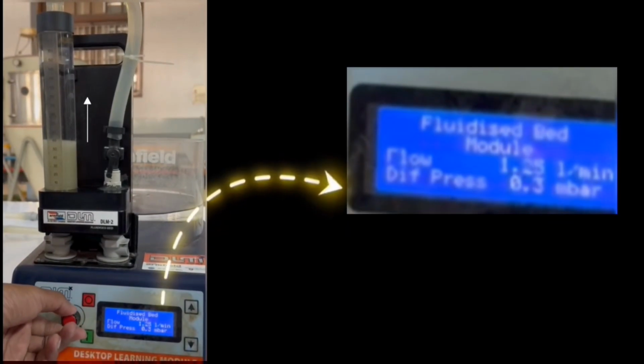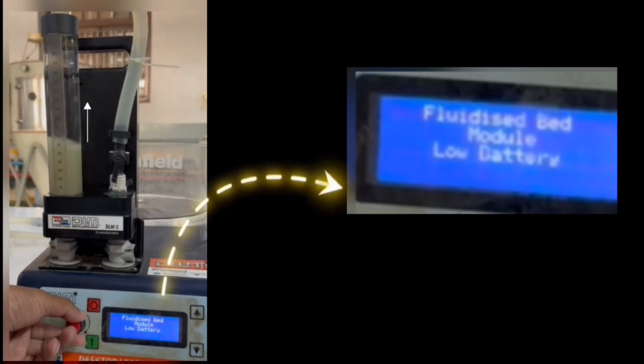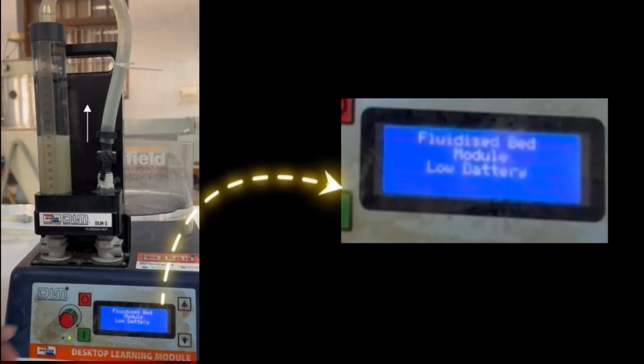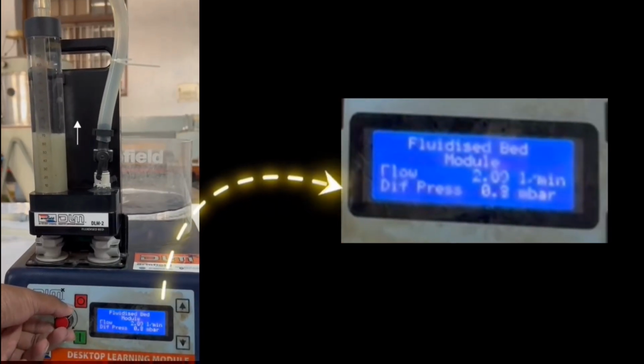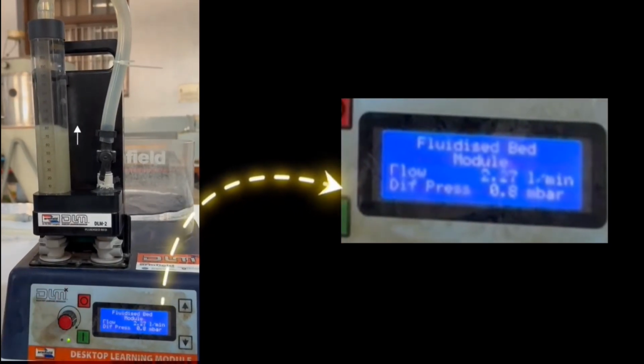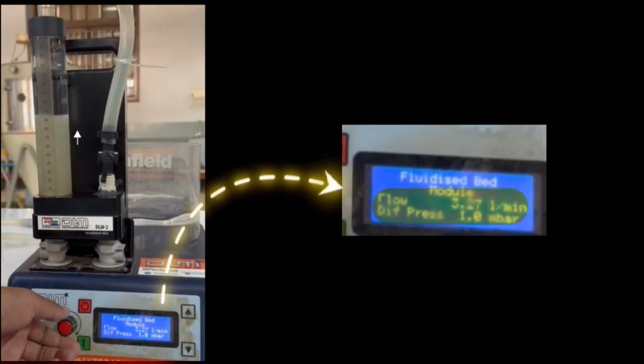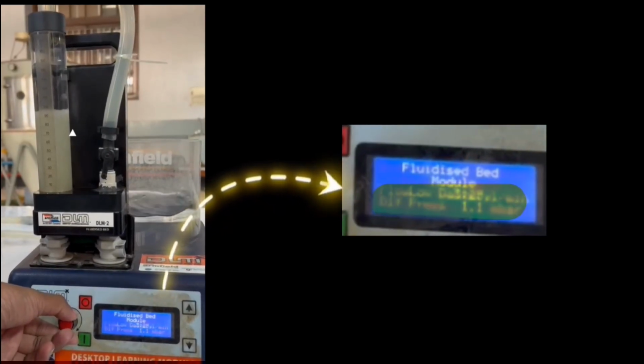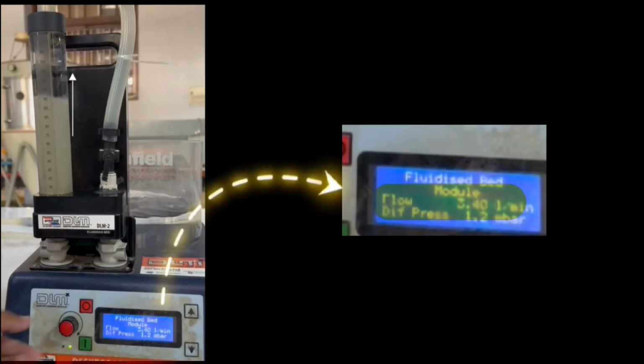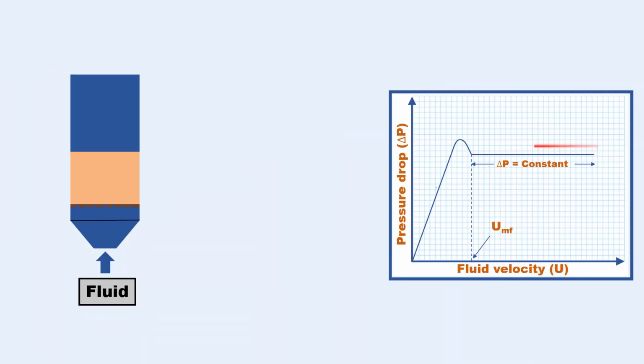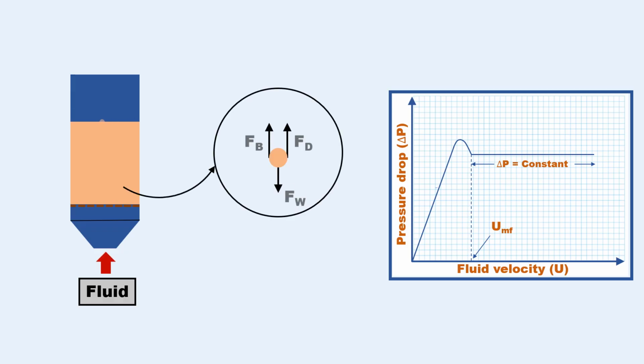In the demonstration, bed height remains constant up to 1.35 liter per minute, indicating minimum fluidization velocity. Beyond this, bed expansion occurs. At the same time, pressure drop becomes nearly constant with small fluctuations due to particle motion and sensor limitations. Above minimum fluidization velocity, pressure drop remains constant as upward forces balance particle weight. Additional velocity causes bed expansion rather than increased pressure loss because the particles are already fluidized.